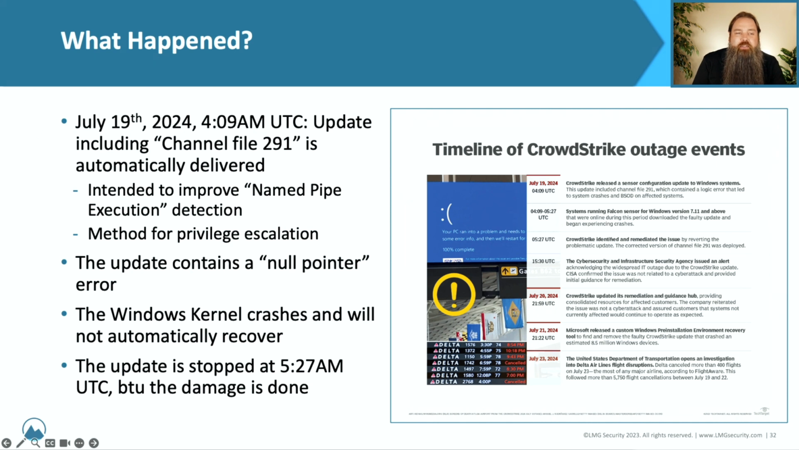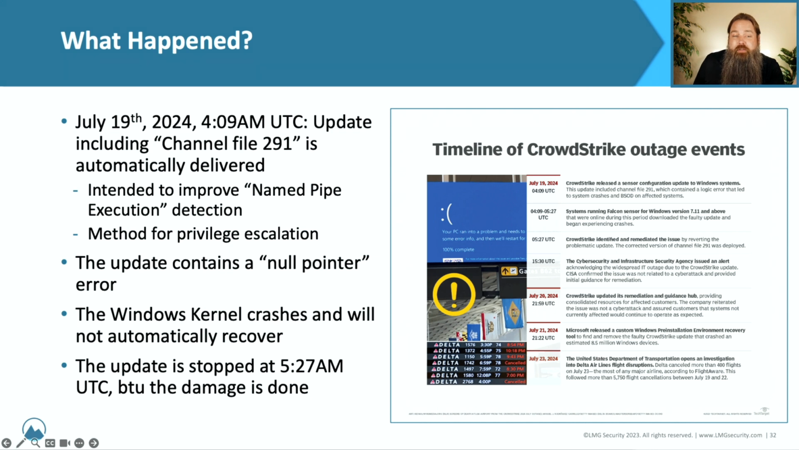On July 19th, there was an update, channel file 291, that went out from CrowdStrike. This was intended to improve named pipe execution detection and some other security updates for the CrowdStrike Falcon system in general. The update unfortunately contained a logic flaw called a null pointer error. For those of you that are not programmers, don't worry, I'm not going into super depth on what that means. But realistically, it just means that at some point in the operation of the software, the software tried to access some part of the operating system that wasn't there. And because of that, it throws an error.